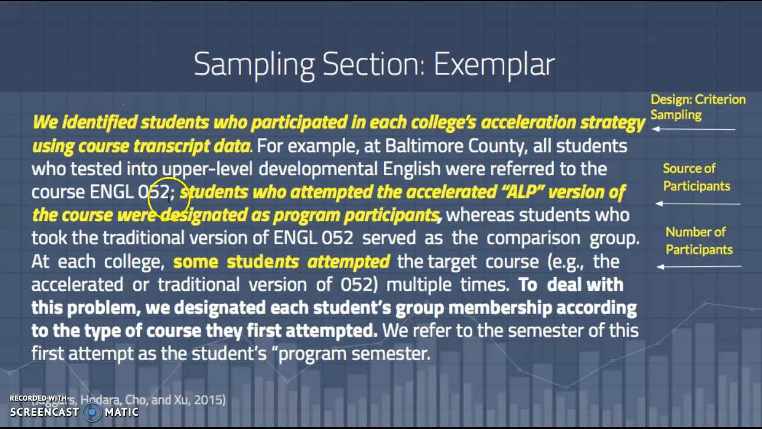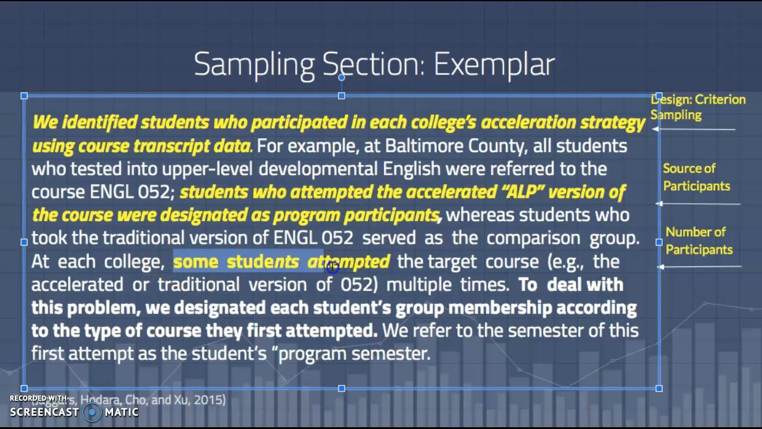So who were the source of the participants? That's the second yellow piece. So the source were any students who attended an accelerated learning program and then were designated as program participants within that particular cohort. And then the researcher also clarifies the number of participants. In this sampling section, they didn't give an exact number, but they did say at each college, some students attempted the target course. And out of those students that attempted the target course and may or may not have completed successfully, because they were involved in the cohort, those were the ones that are going to be used as study participants.